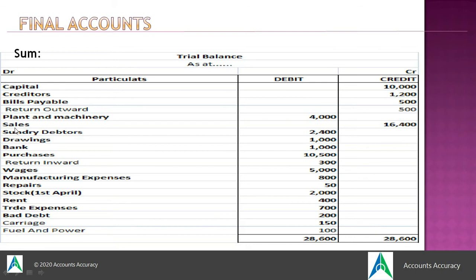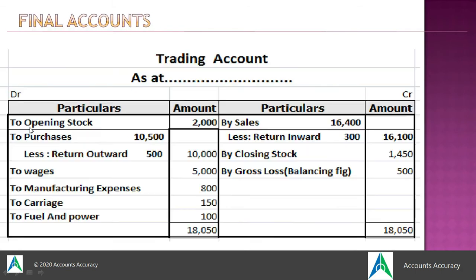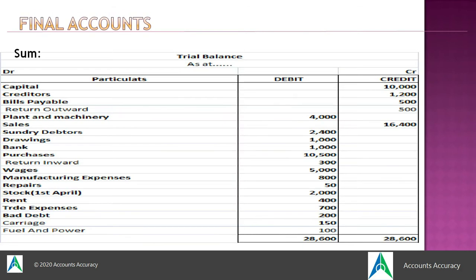You will write it in the credit side of the trading account. See here, I have put it in the trading account credit side because sale is the value which needs to be shown at the credit side of the trading account. Again we have sundry debtors. Debtors are the people who owe money to the company. So that is an asset of the company. It will be shown in the asset side.